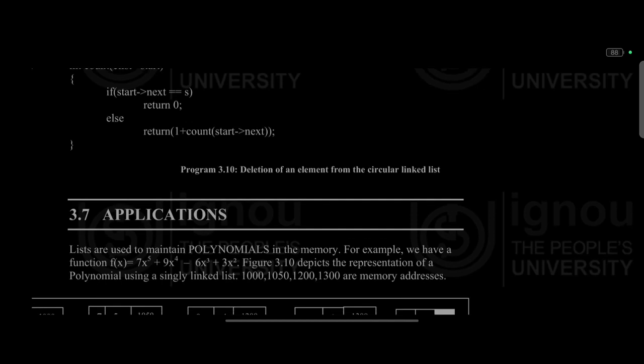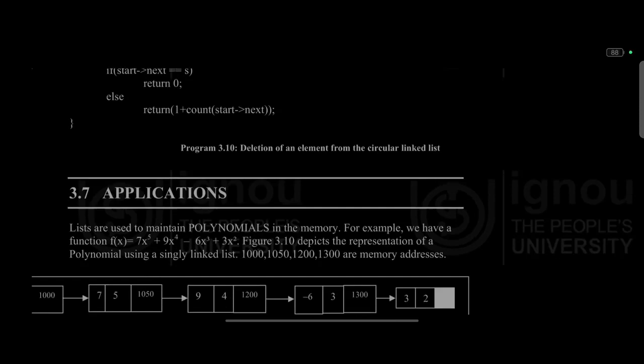Deletion of an element from the circular linked list. Applications. Lists are used to maintain polynomials in the memory. For example, we have a function f(x) = 7x^5 + 9x^4 + 6x^3 + x^2. Figure 3.10 depicts the representation of a polynomial using a singly linked list, with memory addresses 1000, 1050, 1200, 1300.